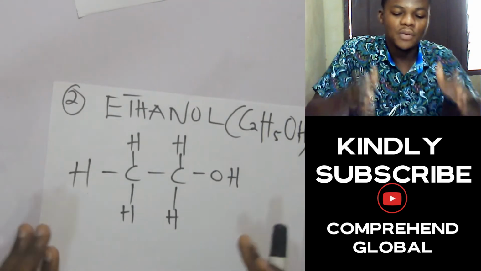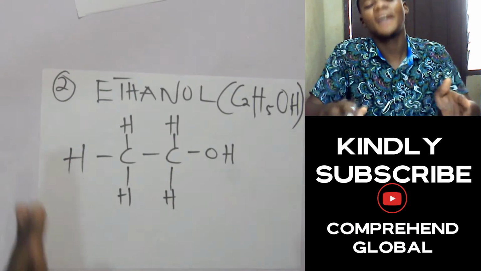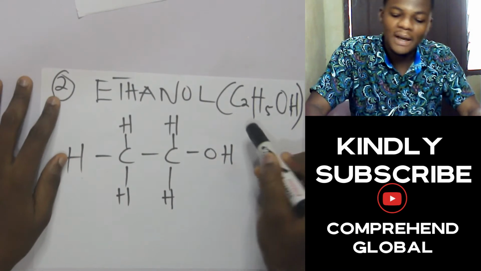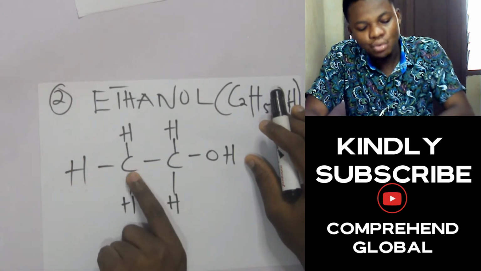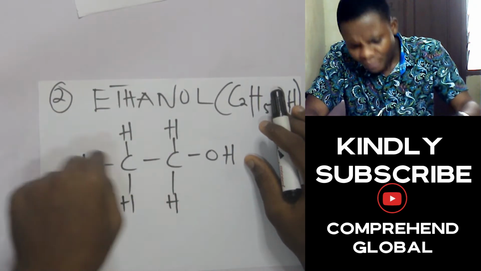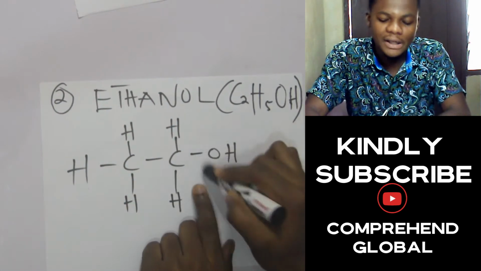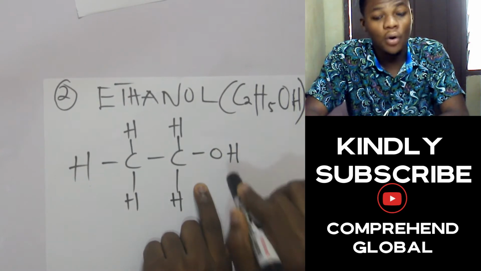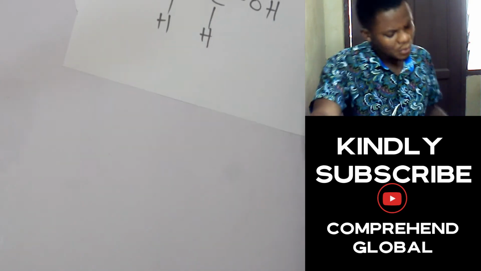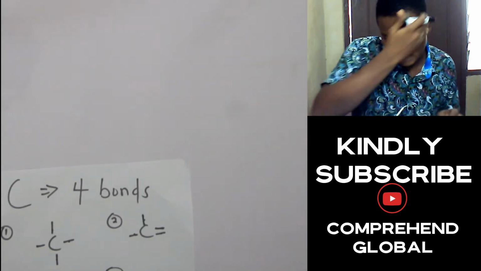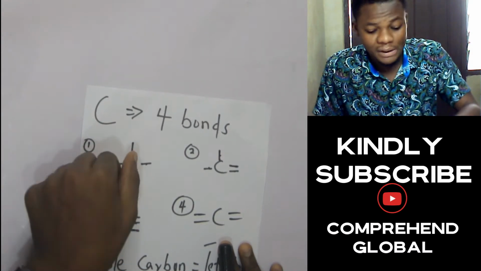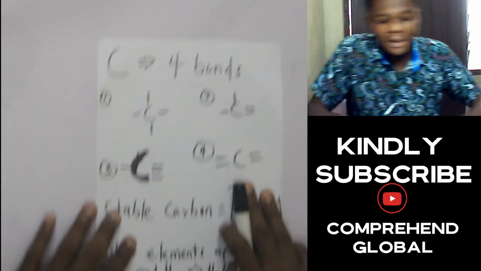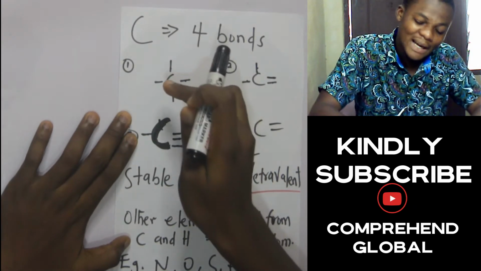A second example of organic compounds in our daily lives is what we call ethanol. Ethanol is what we find in alcohols, and the chemical formula is C2H5OH. This is a structural formula which has two carbons having hydrogens all around them, and the OH shows that it is an alcohol. We have to know that carbon actually forms four bonds, and it can form the four bonds as four single bonds. So one bond can be here, another here, another here, and the last one here.